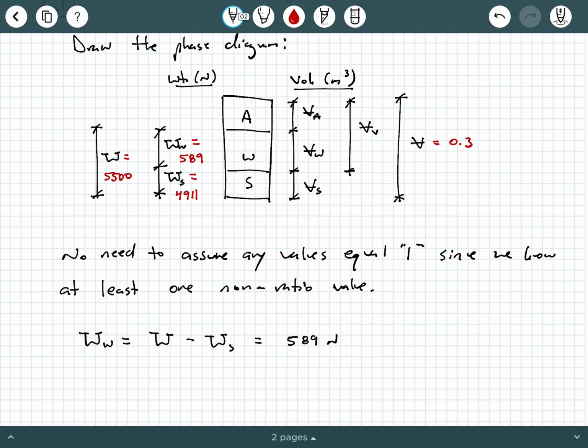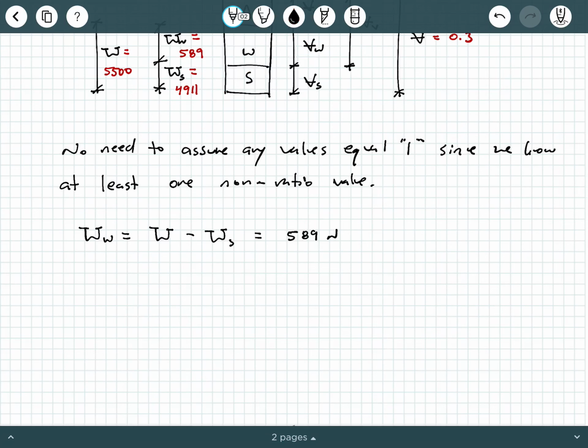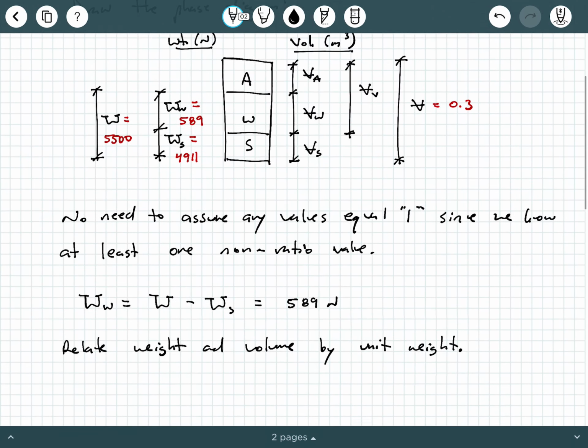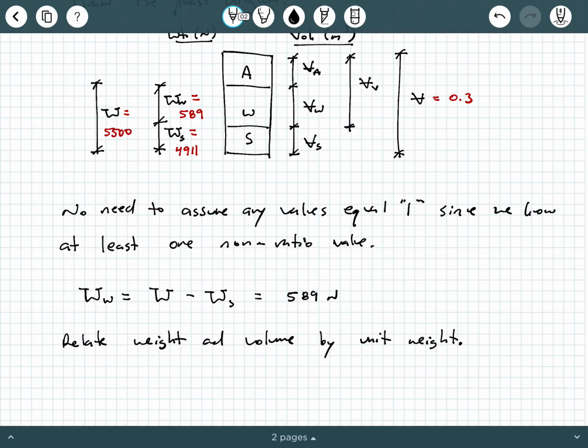What next? Well, this problem actually is not too complicated to get these other values. How do we relate weight and volume? Well, we relate them by unit weight. So we can make a note of that. We can say relate weight and volume by unit weight. Okay, so where do we want to start?